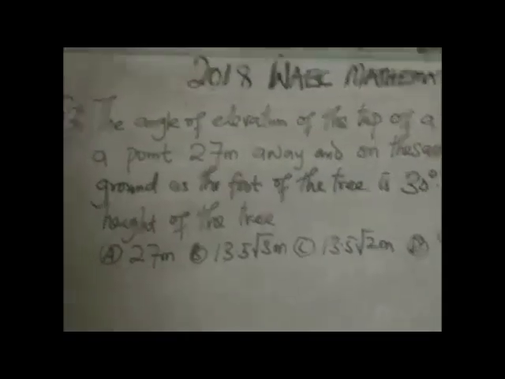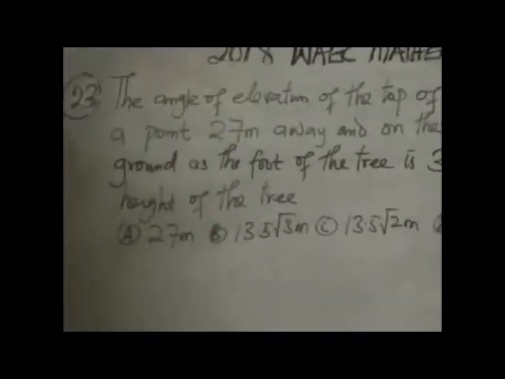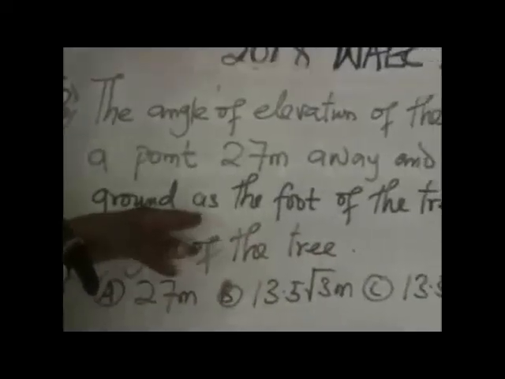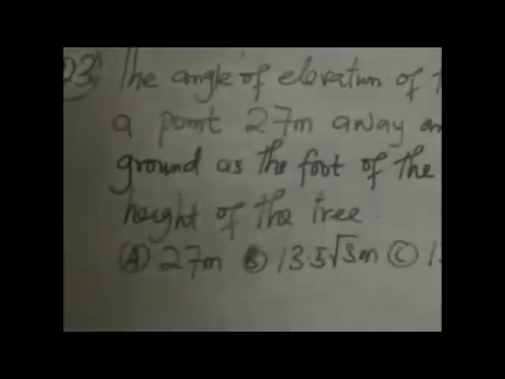Here is question 23 of the 2018 WAEC Mathematics past question. The question is: the angle of elevation of the top of a tree from a point 27 meters away, and on the same horizontal ground as the foot of the tree, is 30 degrees. Find the height of the tree.